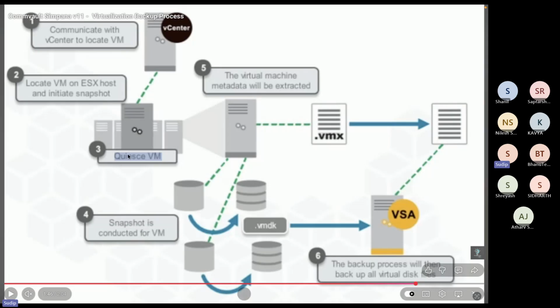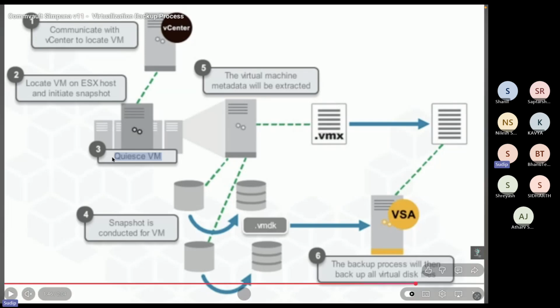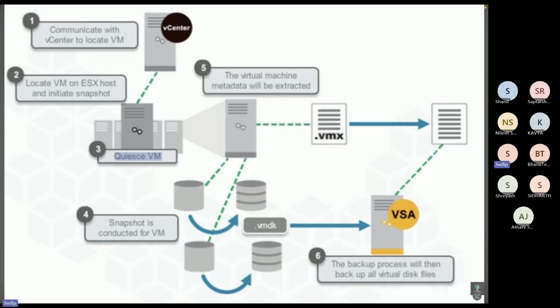Now, what does quiescing mean? Quiescing means temporarily, for a very brief amount of time, it will not write anything to the disk. Okay, it will only keep writing to the cache. It will be just a few milliseconds, maybe 2 to 3 milliseconds, maybe. And in that gap, it will go and take a snapshot of the complete virtual machine. What is there in the memory of that virtual machine? What is there in the hard disk? What is there in the cache? Everything. Okay. It will take a snapshot.